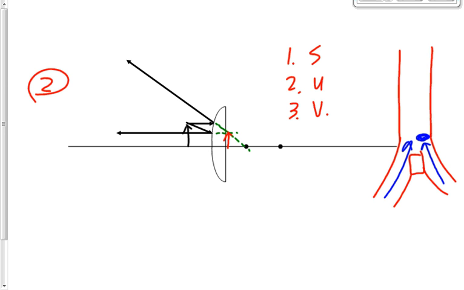You guys okay with the rest of the diagrams there? Yes?